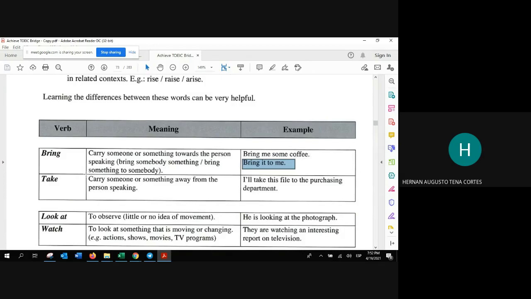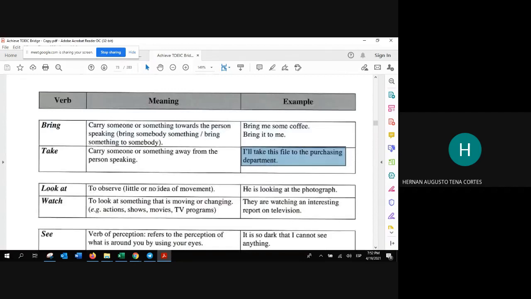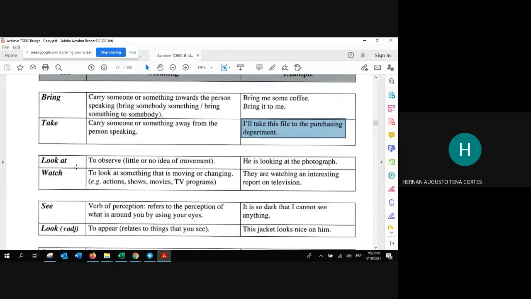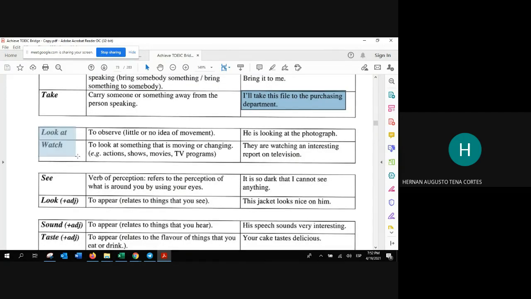But take es lo opuesto. Es llevarlo hacia el otro lado o lado opuesto. I'll take this file to the purchasing department. Entonces, si viene un ladrón, you say, take my money. Lléveme la plata. Llévesela.